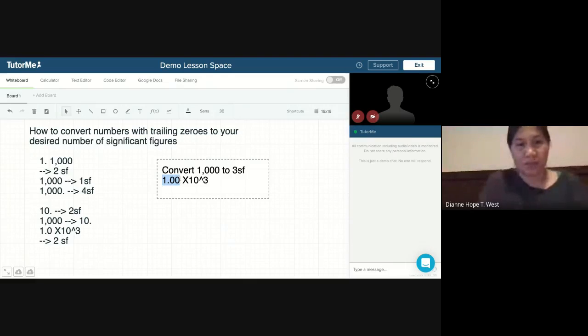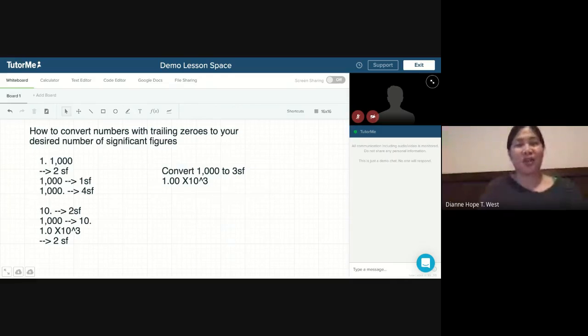In this form, the number before times 10 raised to the power 3 tells you the number of significant figures. So what's the difference between them? Here, because you are looking for two significant figures, there's two digits before times 10 raised to 3. This time, you're converting it to three significant figures, so there's three digits before times 10 raised to 3. I hope that's clear, and I hope that helped you in your conversion of numbers with trailing zeros to the desired numbers of significant figures.